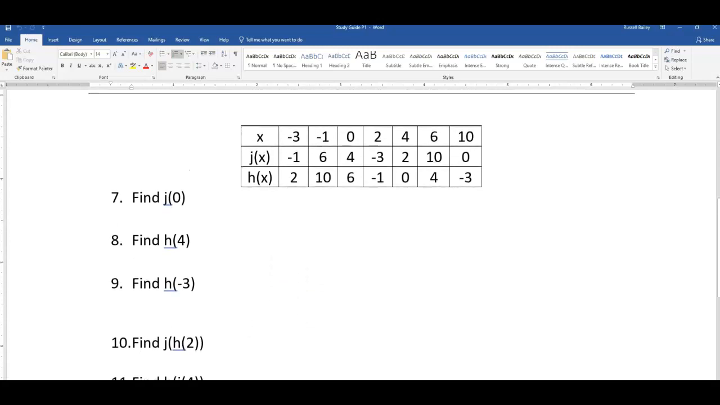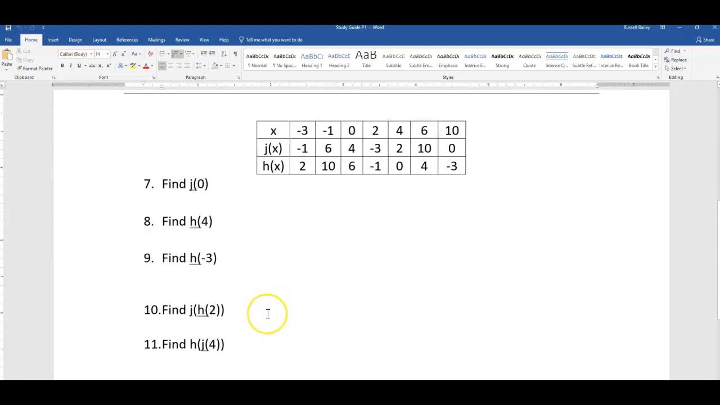So we're going to start off with number 8, h of 4. So I want to find where x equals 4, and then I want to find what the h value is at that point. And there's my answer. So the answer is 0.